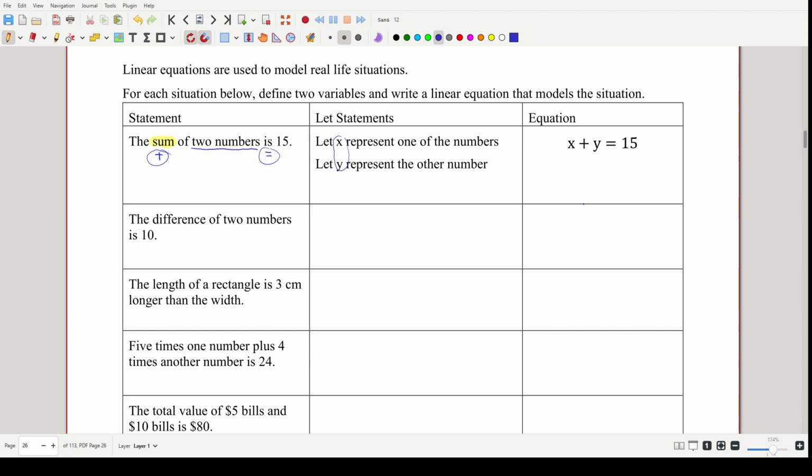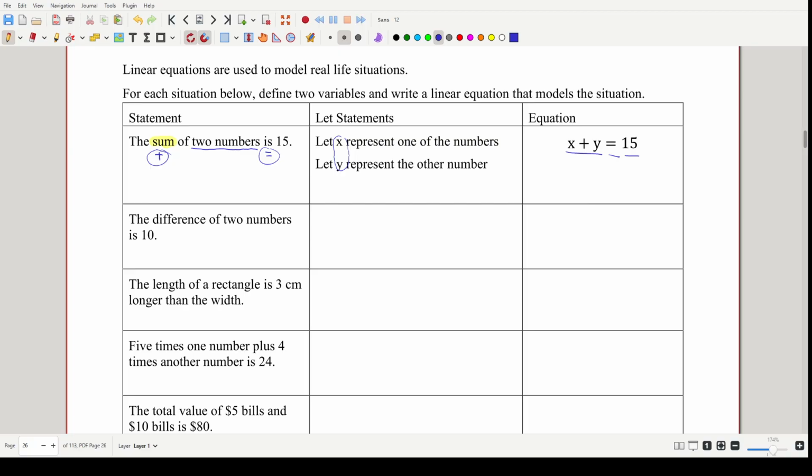Let's say the sum of two numbers. So the sum of x and y, so that means x plus y, equals 15. And there's the 15 at the end. So this is what we want to do throughout all of them. So let's look at the next problem.